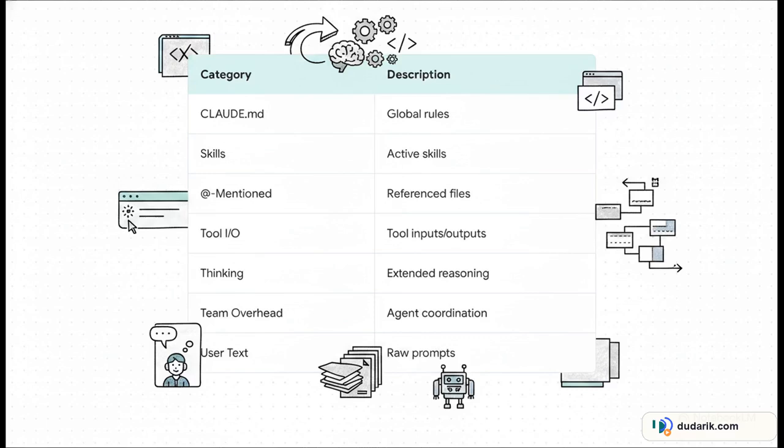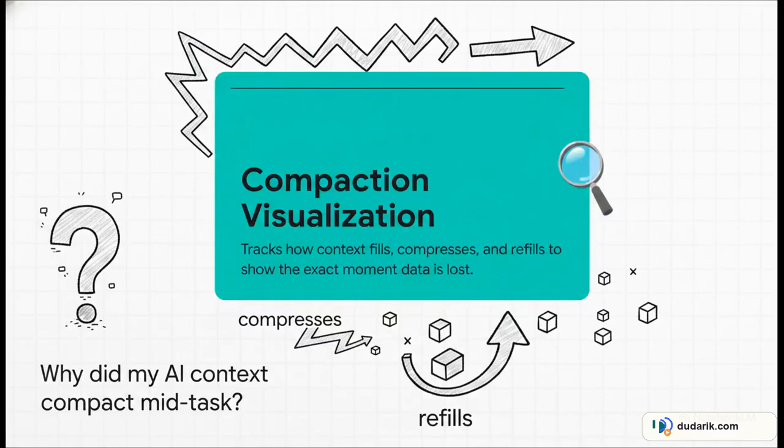It just takes all the guesswork out of managing your context limits. And building right on top of that, the tool gives you compaction visualization. Basically, this feature tracks how your context window fills up, how it compresses when you hit those hard limits, and how it refills. This is a huge deal for developers.